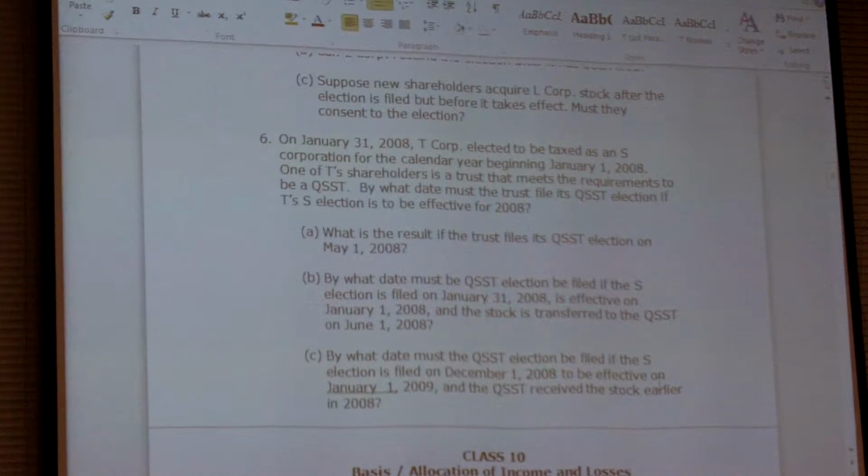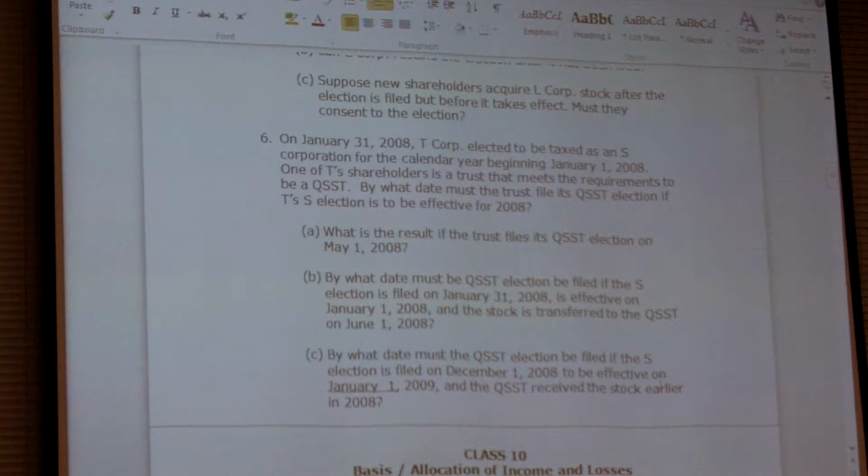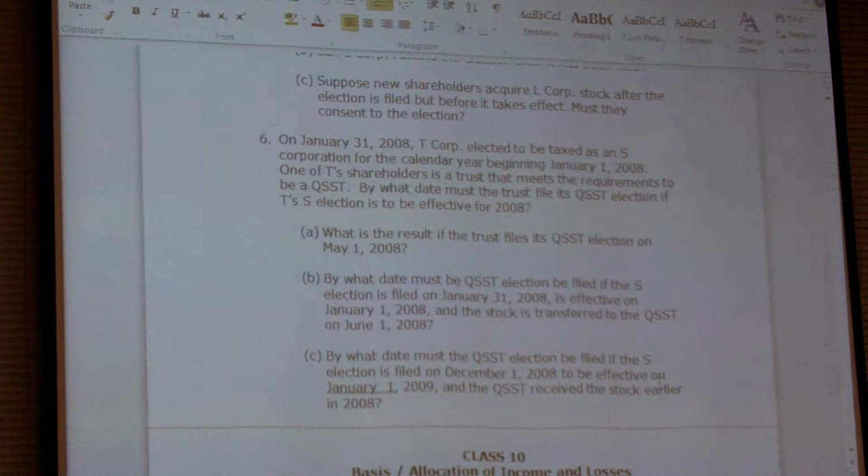I hear 2 months and 16 days? Yeah. 2 months and 16 days. So the QSST election must be filed by March 16th. 2 months and 16 days after the effective date of the election. That way the QSST election is retroactive and it allows the S Corp election to be retroactive. If either one of those elections fails, the earliest you can be an S corporation is 1/1 of the following year.